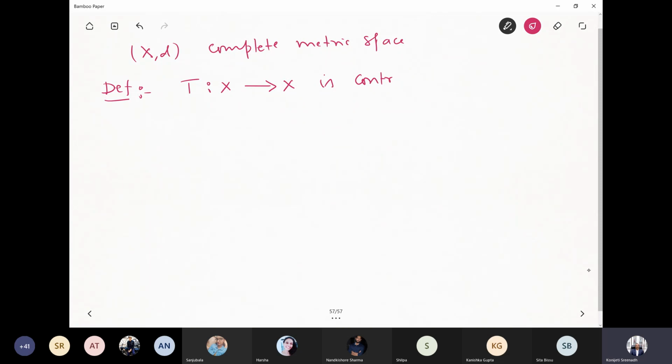I'm asking if this is the contraction mapping theorem. No, sir. Not here. Not done.